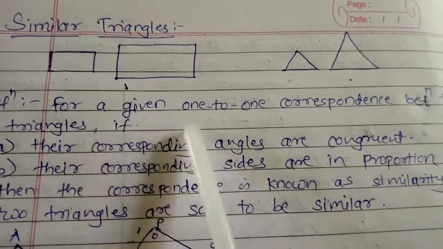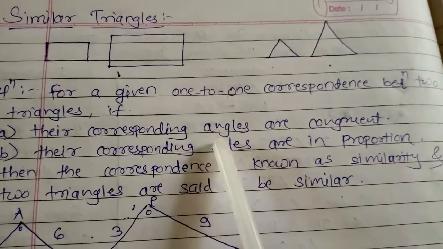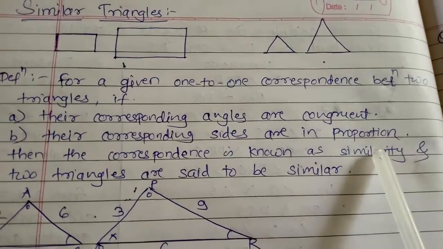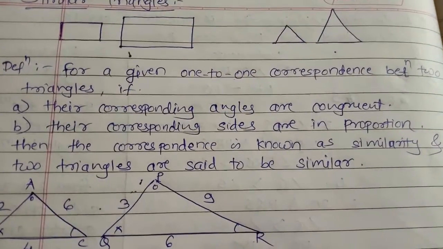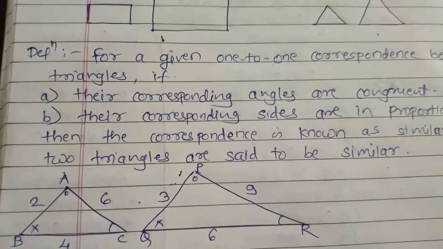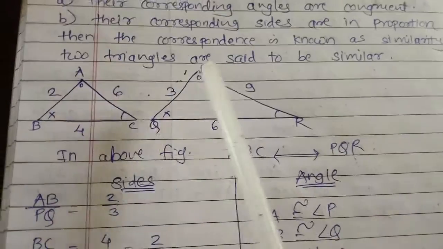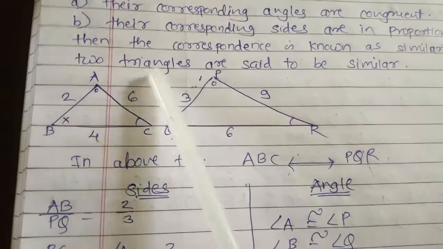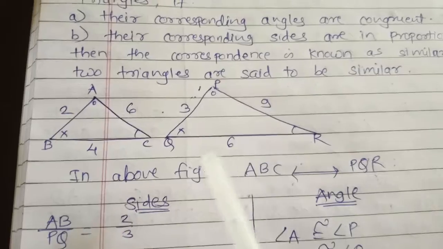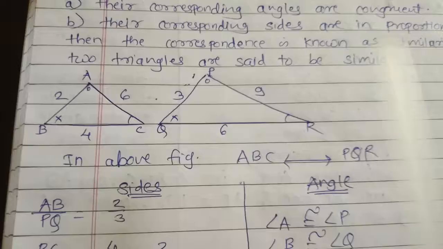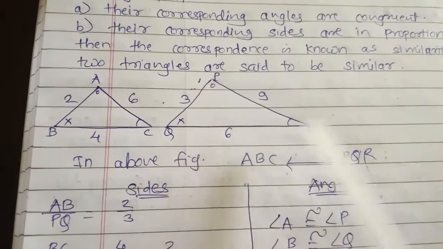So the definition is: for a given one-to-one correspondence between two triangles, if the corresponding angles are congruent and the sides are in proportion, then the correspondence is known as the similarity and the two triangles are said to be similar. So here we see two triangles with some measurements. Here we can see that these angles are congruent, and the measurements of the sides are also given. So here for the correspondence, that is ABC correspondence PQR.